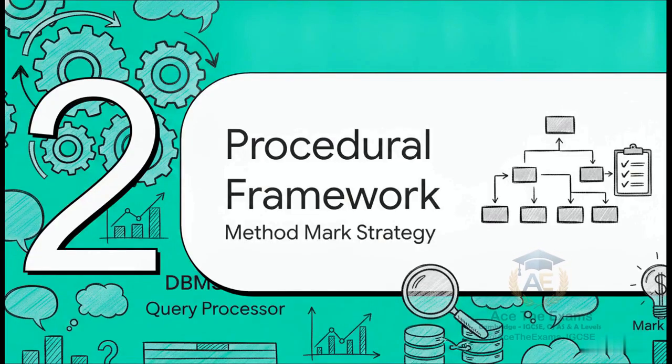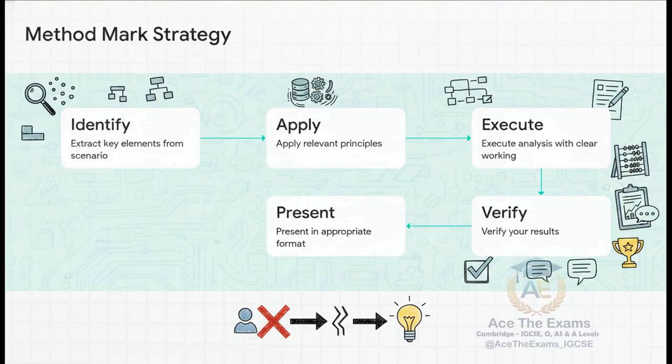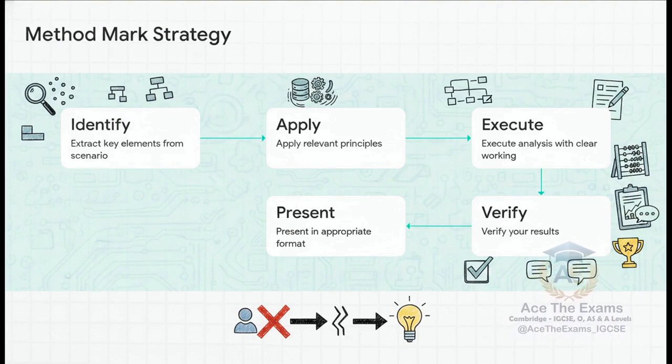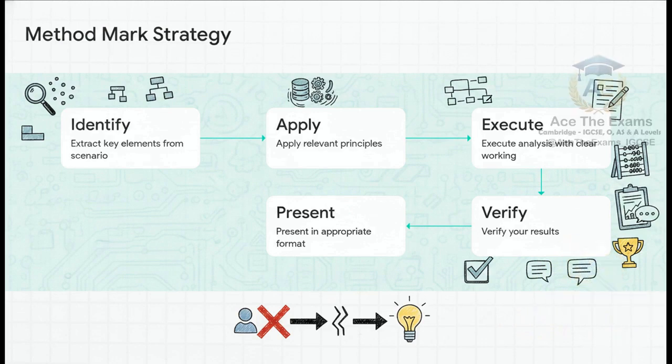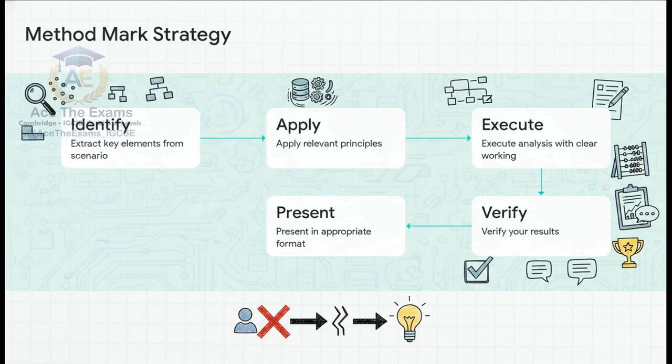Let's move to Section 2, the procedural framework. This is where we unpack the method mark strategy. You see, Sam, our second candidate, always loses marks here because Sam rushes to the final answer. But examiners don't just want the answer. They want to see the procedural framework. They want to see your footprints. We use a standardized 5-step sequence that guarantees you capture every single available process mark.